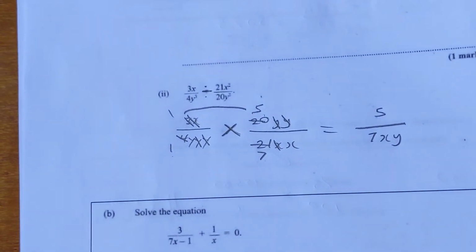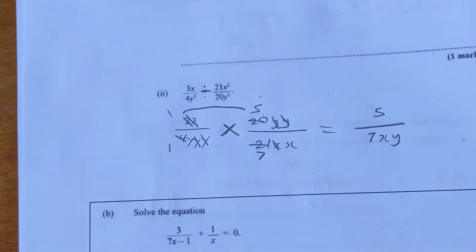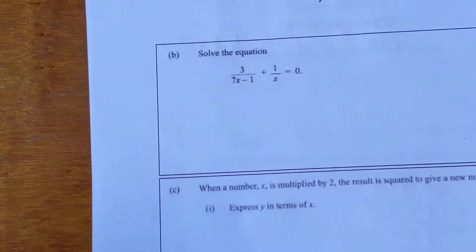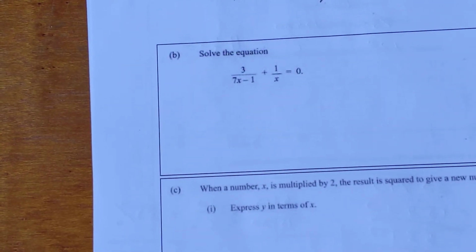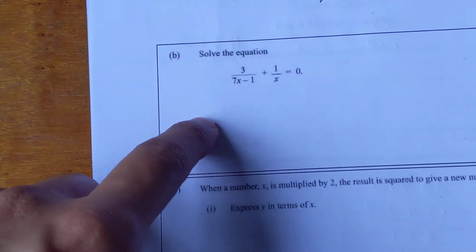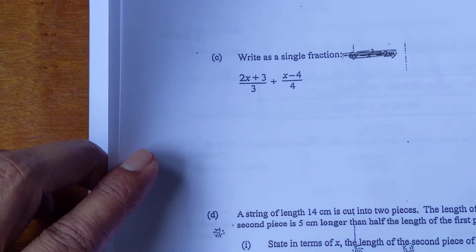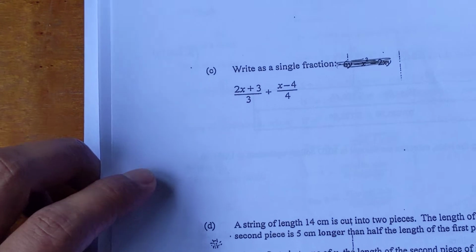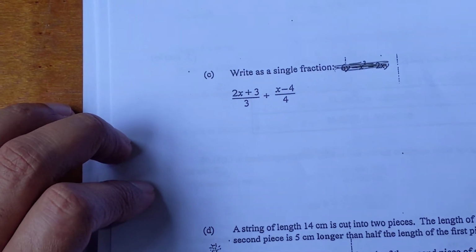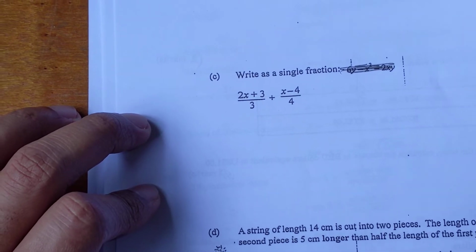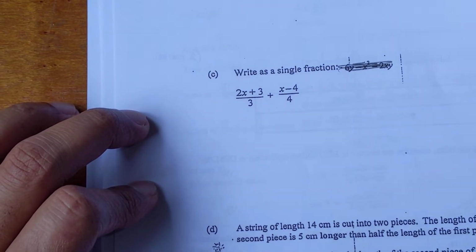Right, sorry about that. It was a little bit off the page here. Alright, so before we look at this one, I want to look at an easier version of this one, because this is the advanced version where I have letters on the bottom. Again, this is very similar to fractions. These are questions for the live classes. So here I have 2x plus 3 over 3 plus x minus 4 over 4.